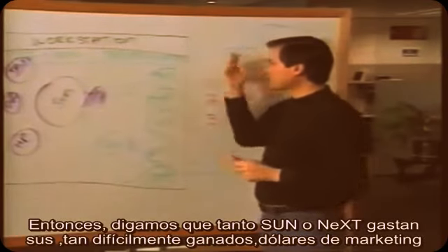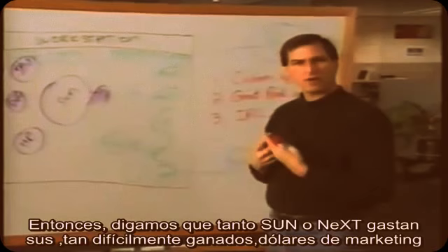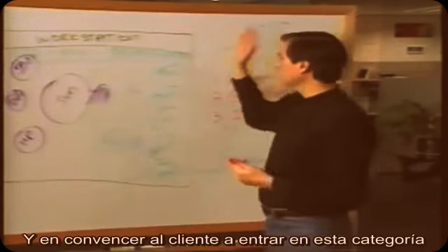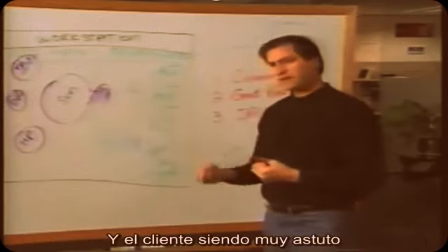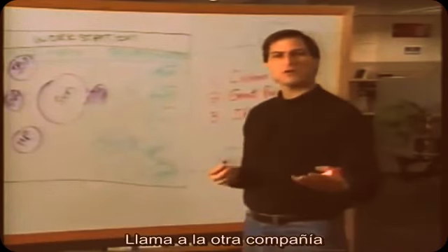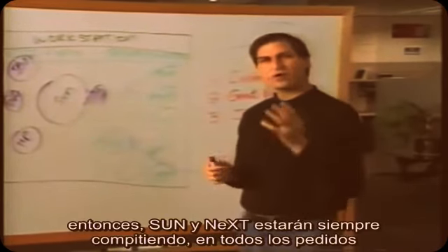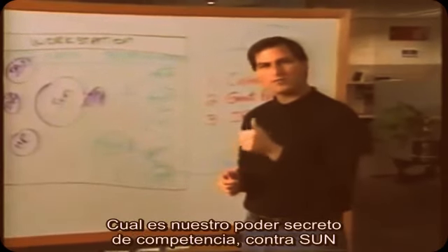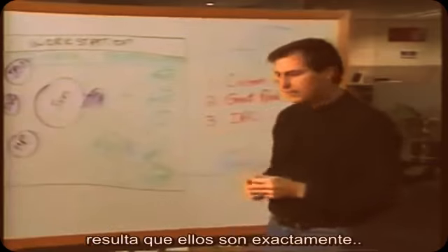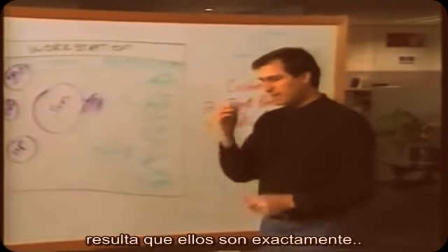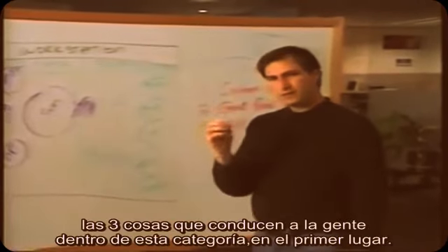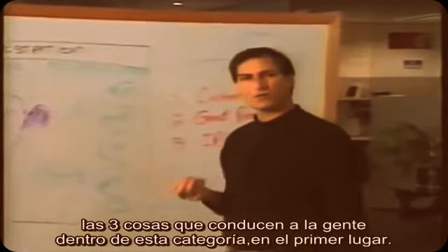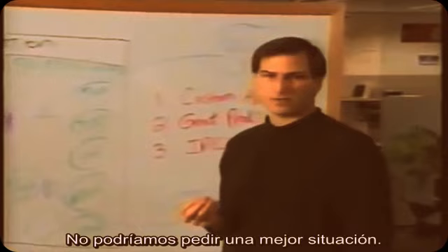So let's say Sun or NeXT spend their hard-earned marketing dollars and sales energy and convince a customer to move into this category, and the customer, being a smart one, calls up the other company, so that Sun and NeXT are always competing for every order. What are our key competitive strengths against Sun? It turns out that they are exactly the 3 things that are driving people into the category in the first place. We couldn't ask for a much better situation.